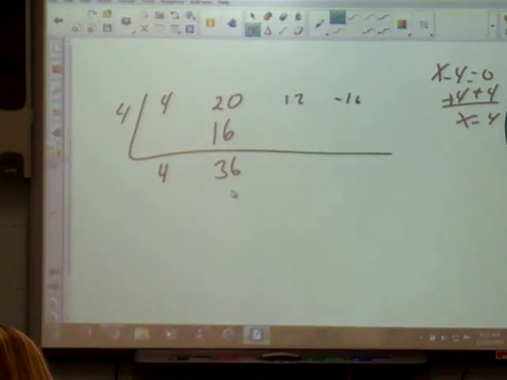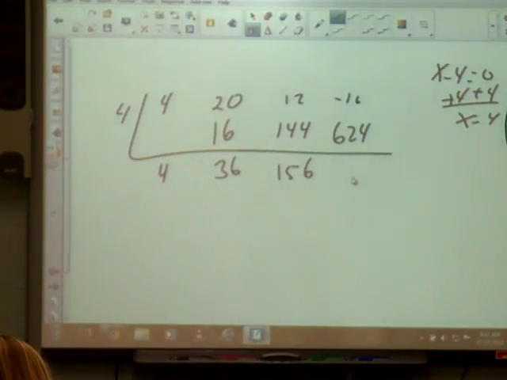Then I multiply. 36 times 4. I wrote it too little. I can't read it. 144. 144. And then I add. That's 156. And then I multiply. 624. And then I add and I get 608.